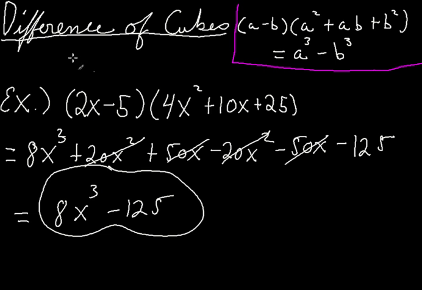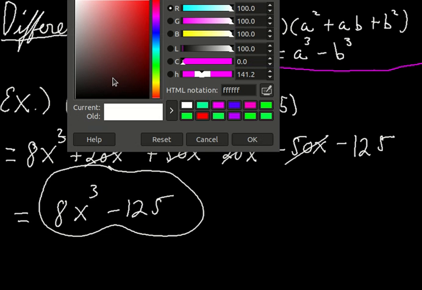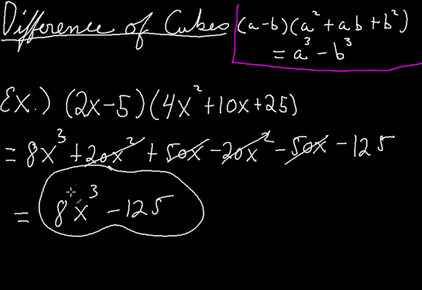Okay, well, this is the final answer, but that is in the form of 2x cubed minus 5 cubed. So this is the difference of cubes. Okay.